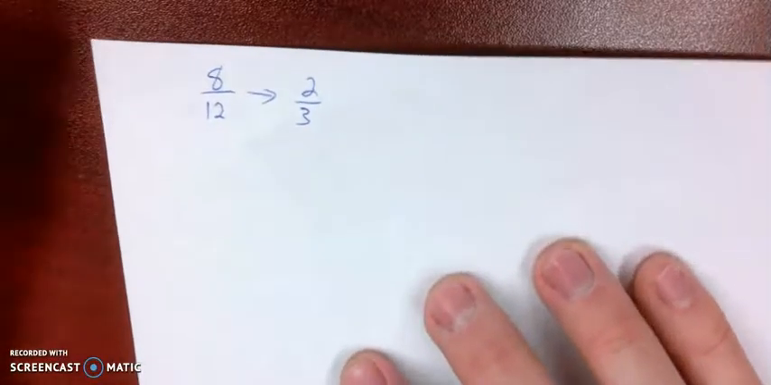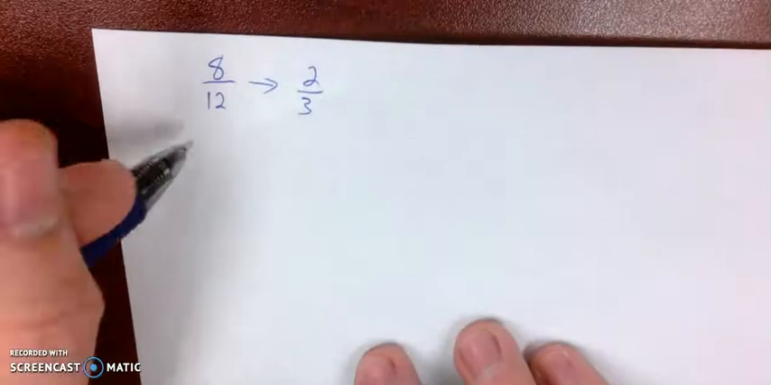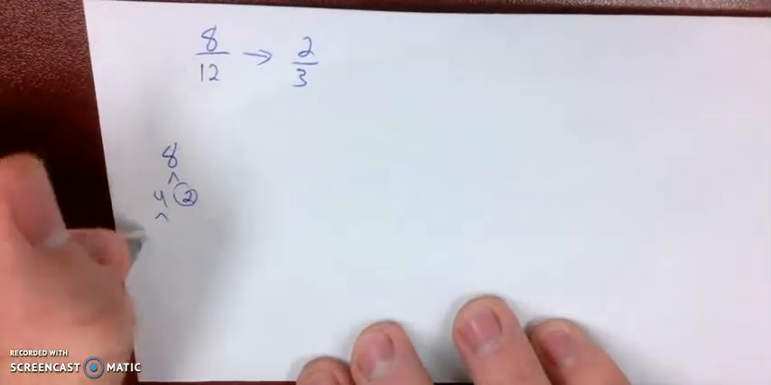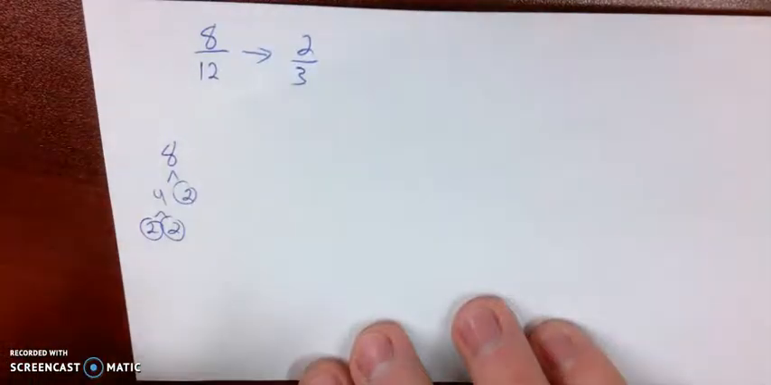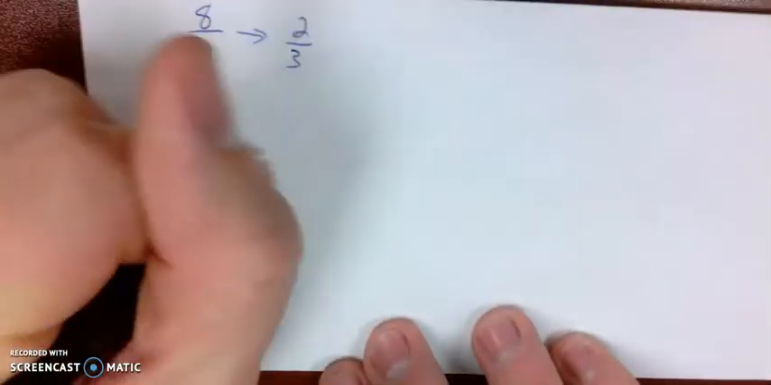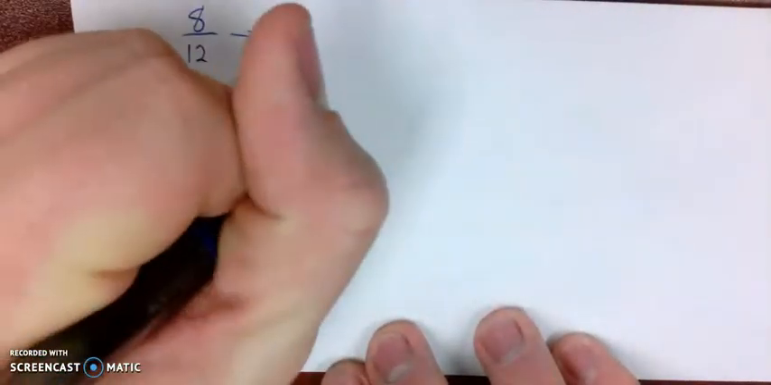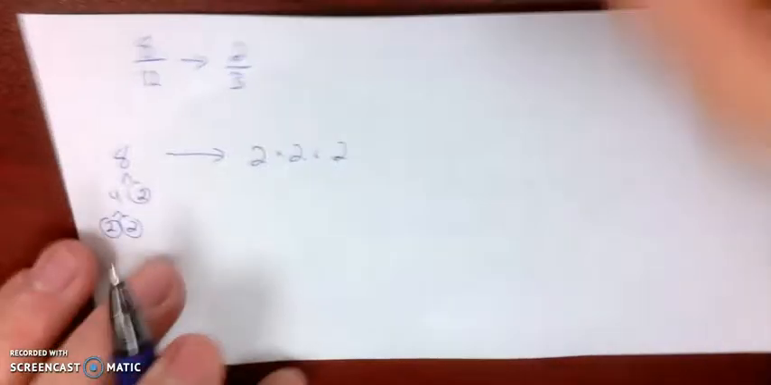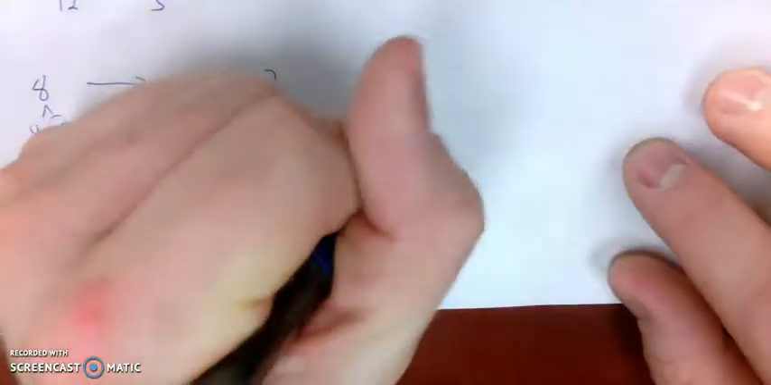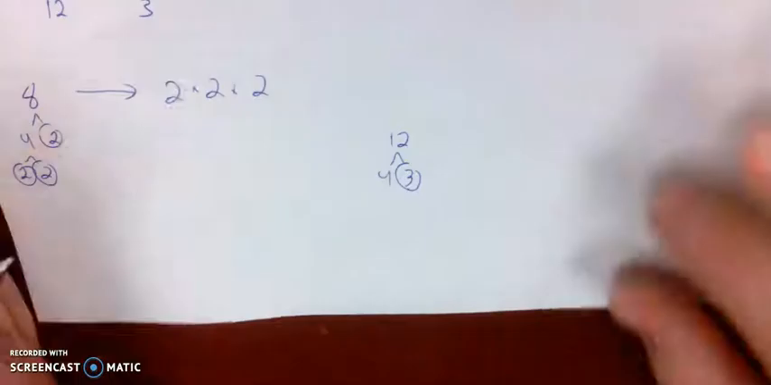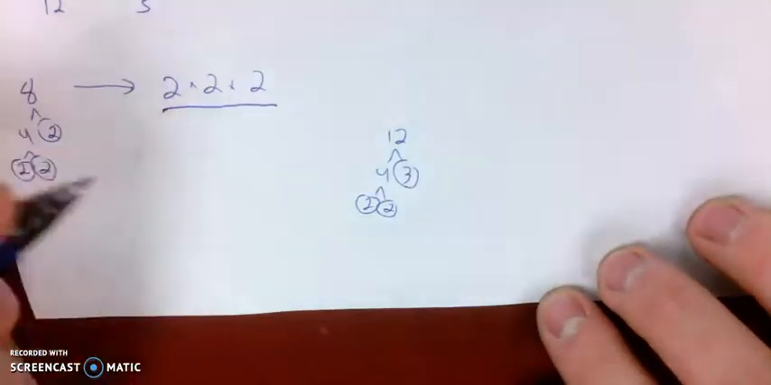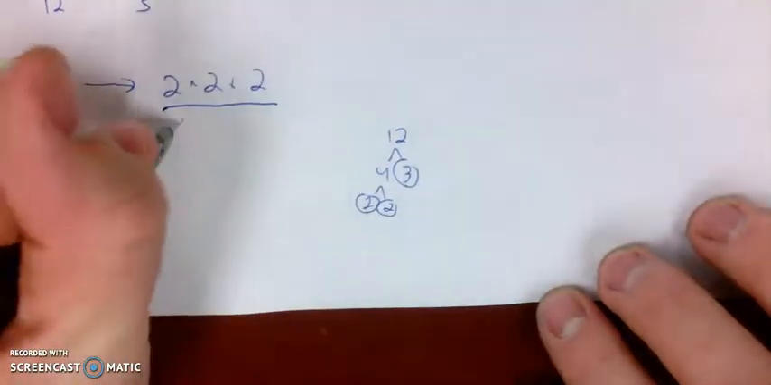And the reason why that works is if I were to take 8 and break it apart into its prime factorization, so I break it down into a product of prime numbers, 8 is nothing more than 2 times 2 times 2. That's how you get 8. If I did the same thing with 12, you just make a little factor tree, break it apart into prime values. 12 is nothing more than 2 times 2 times 3.